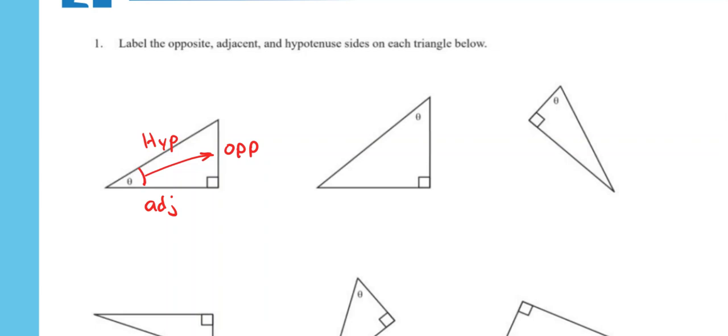Okay, now what about the next one? I'm going to pause it. Can you guys label this one? Did anybody get this one? Yeah? Okay, good. A mistake that people might make, just so we can avoid it now, is they might have had these backwards. They might have called this the adjacent and this the opposite.